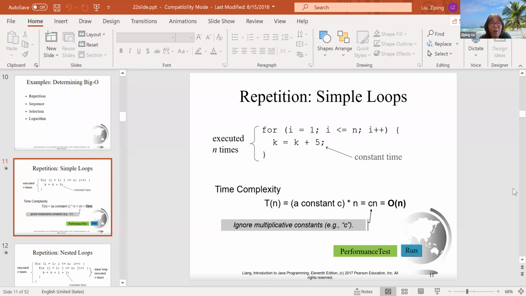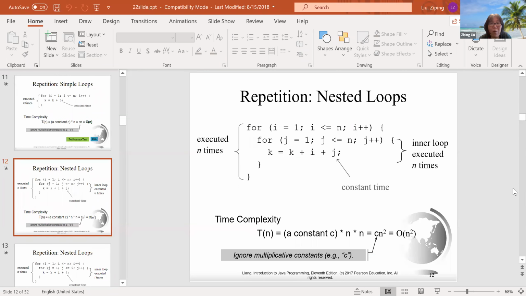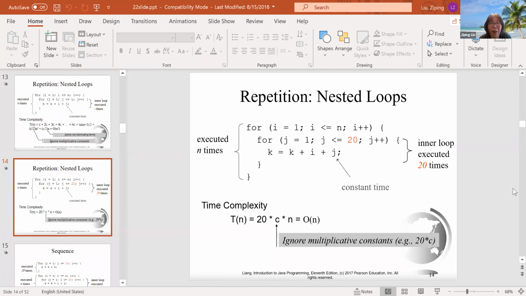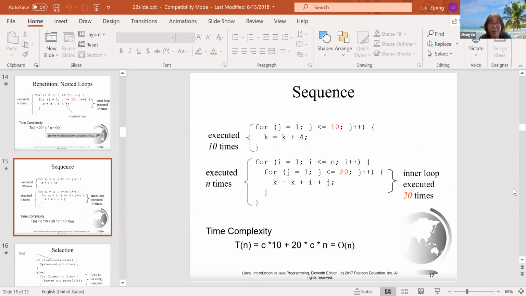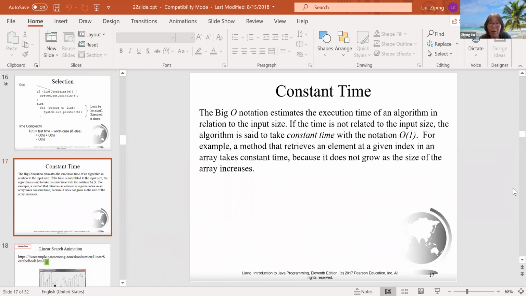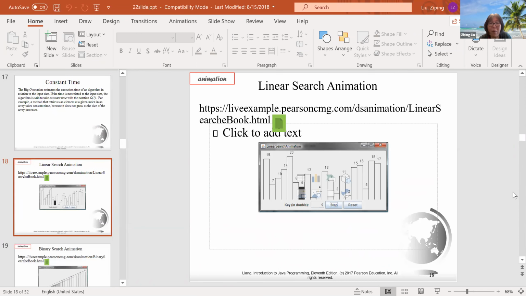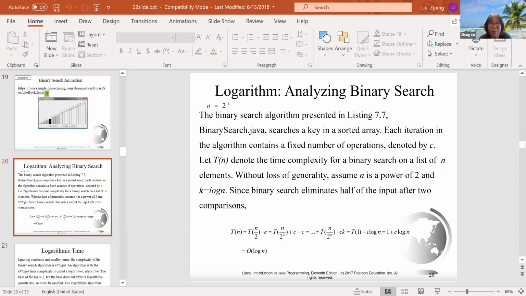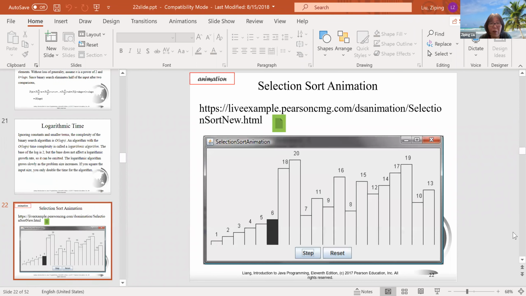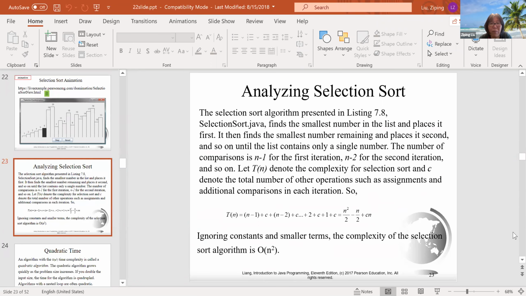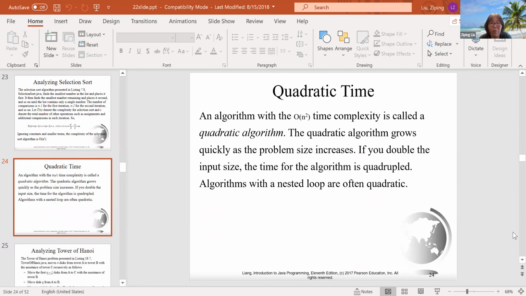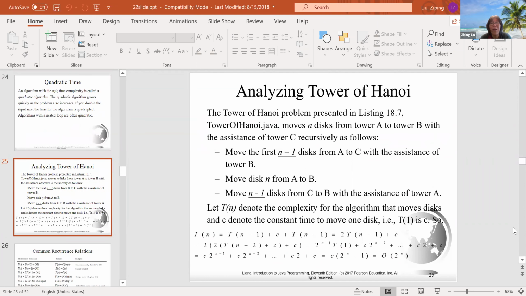The repetition we already went over in the detailed example of how to analyze. Constant time we already discussed, linear and binary search we already discussed, and for binary search, how we come up with log 2 we also discussed. And selection sort we also discussed, quadratic. Here we can also take a look at this one.